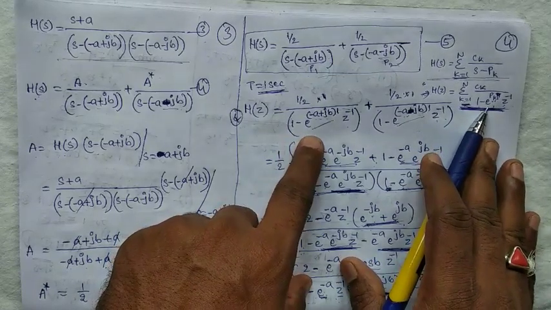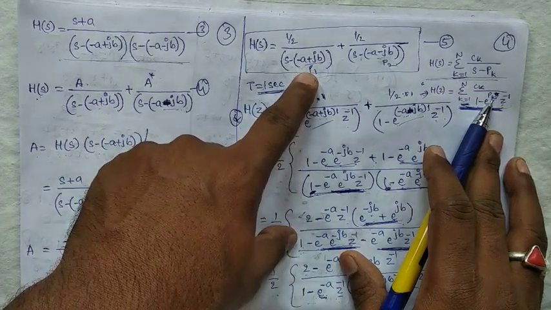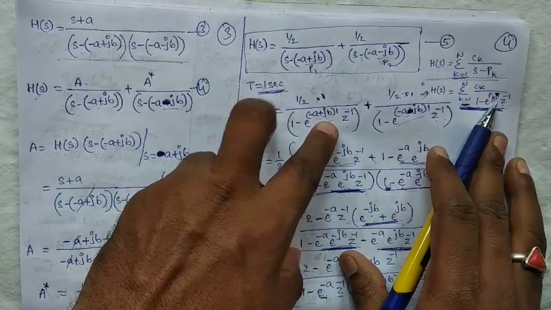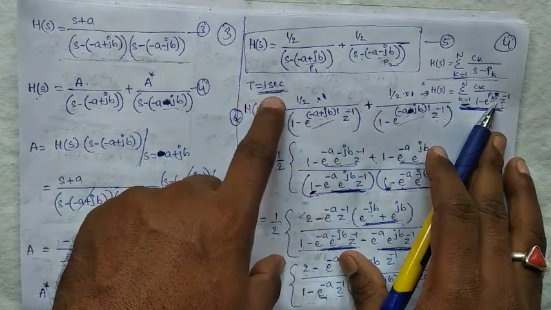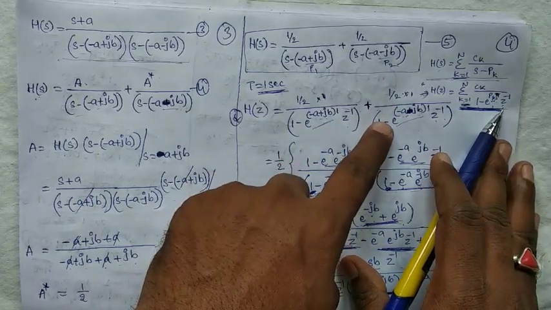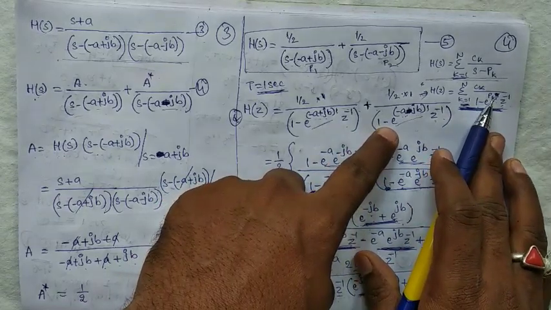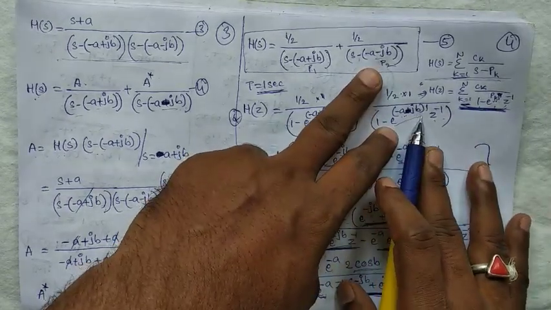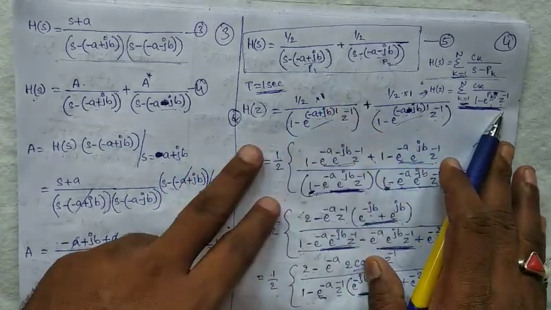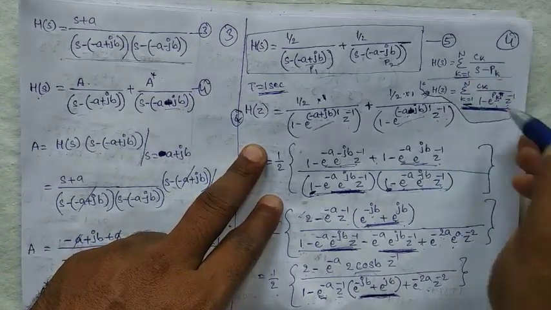Here, 1 minus e power p1 for the first value, where the p1 value is minus a plus jb, into T equal to 1 second, into z power minus 1, plus 1 by 2 by 1 minus e power p2, where the p2 value is minus a minus jb, into T equal to 1, into z power minus 1.